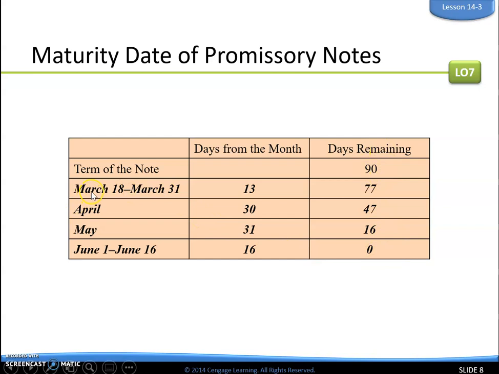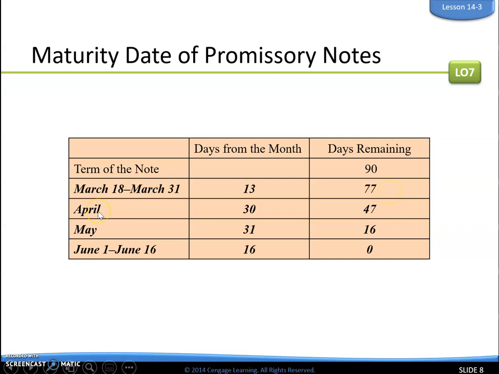Okay. We signed or we received the note on March 18th. So we're going to do subtraction here because we know that there are 31 days in March and it was signed on the 18th. So we're going to take 31 minus 18 and that gives us 13 days. So that's showing that we're going to use 13 days in March. Okay. Now we're going to subtract to figure out how many days we have remaining. So we have 90 days. We used 13 in March. Now we have 77 days left.